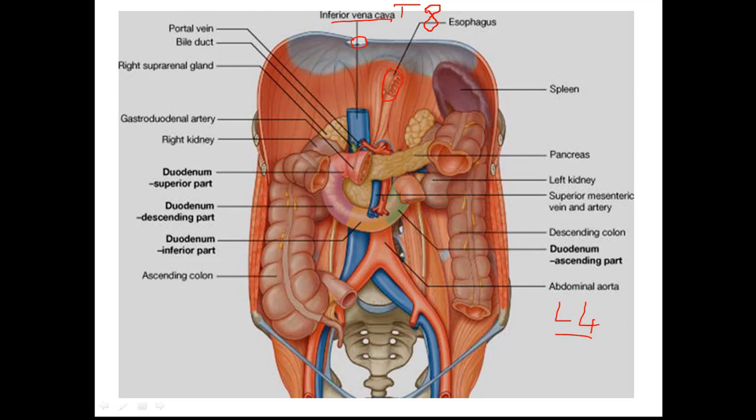When I write something, please write it down, or if you remember it, refresh it in your mind. But it's very important to remember that the inferior vena cava opening is at the level of T8. Now below this, we have the esophagus opening, at the level of T10 vertebra, T10.